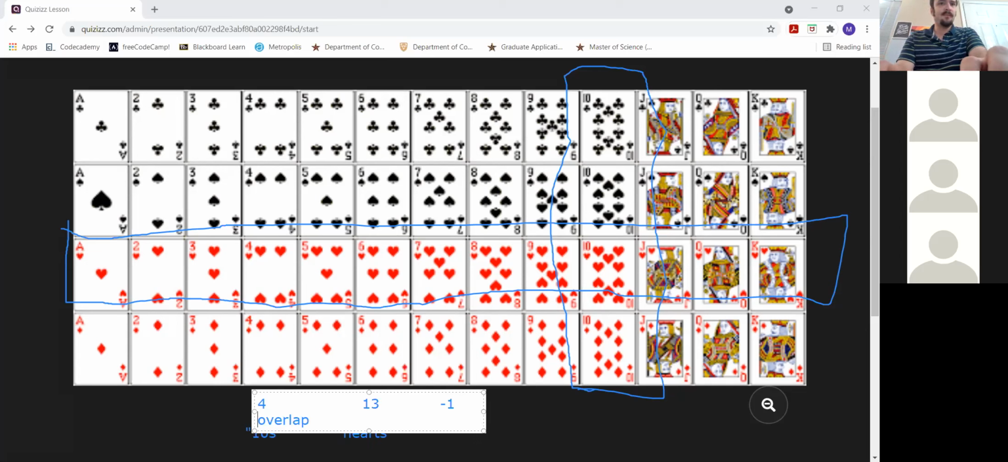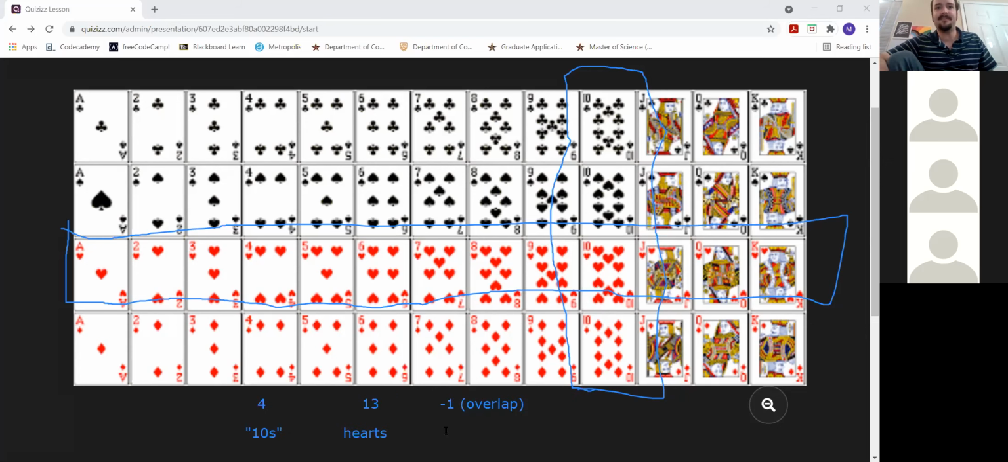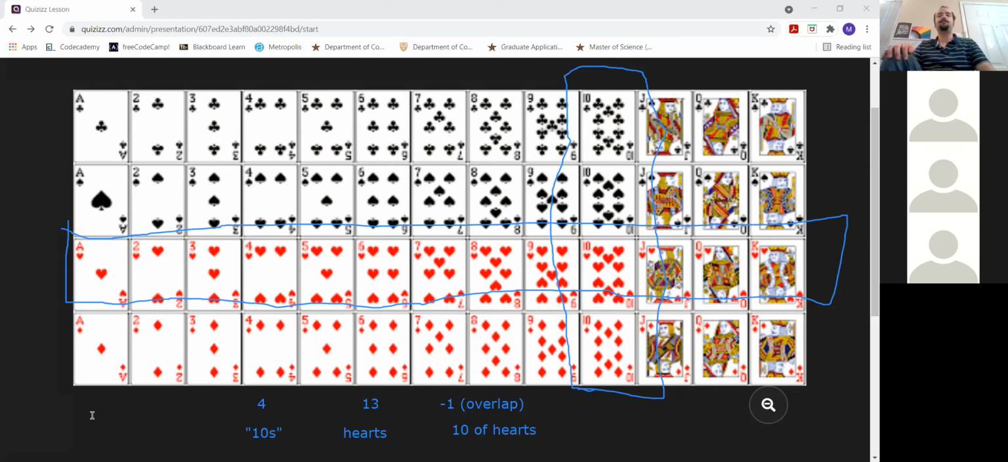And I think I said it. What is that overlap called? Maybe that's a stupid question. There's a very, very specific name. When I'm talking about 10s and I'm talking about hearts, my overlap for that is called the 10 of hearts. They can occur at the same time is what it's saying, right?